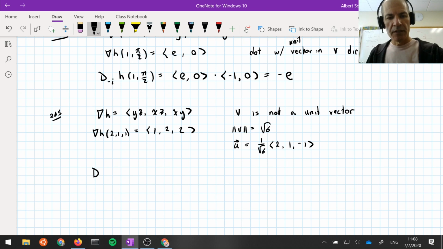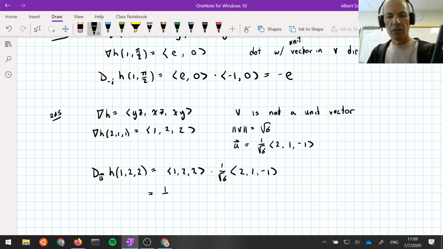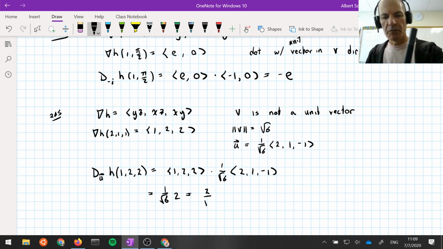The directional derivative in this direction u of h at the point (2, 1, 1) is simply the dot product of these two vectors, (1, 2, 2) dotted with 1 over root 6 times (2, 1, -1). The 1 over root 6, it's a scalar. It's just going to go along for the ride, so we'll write it in the final answer. And now the dot product of these two vectors, 1 times 2 plus 2 times 1 minus 2 times 1. So that's just 2, and we get 2 over root 6.